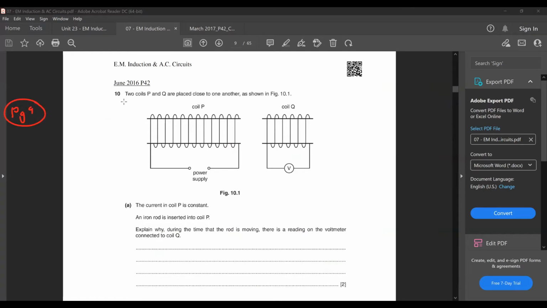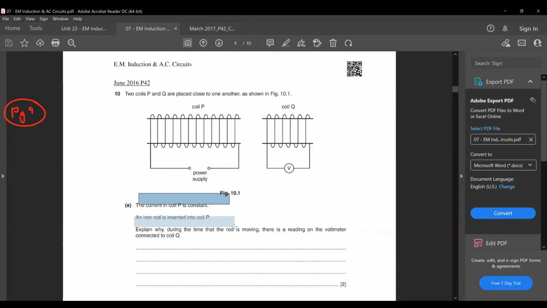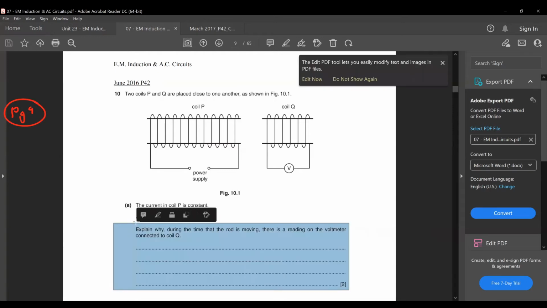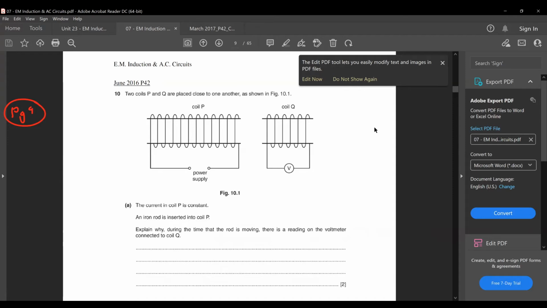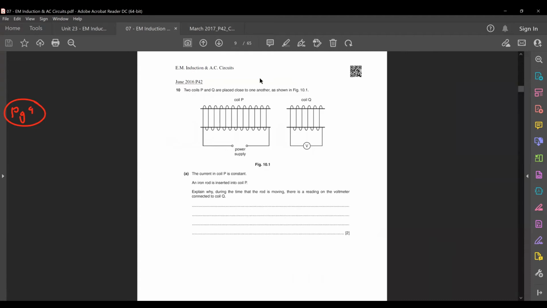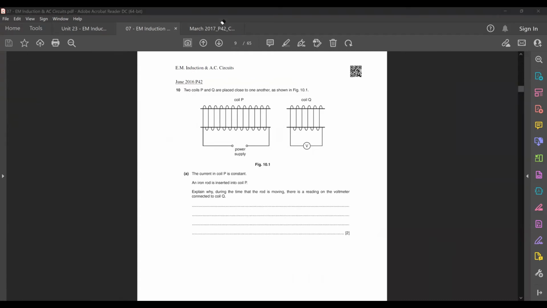Right, so now here you have two coils P and Q that are placed close to one another as shown in figure 10.1. The current in coil P is constant. An iron rod is inserted into coil P. Explain why during the time that the rod is moving, there's a reading on the voltmeter connected to coil Q. All right. Okay, so there's this one part here that we also need to explain. Okay, this one has some relation to what we learned. Sorry, this one has some relation with magnetic field.